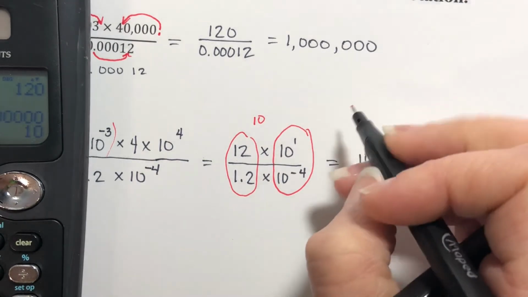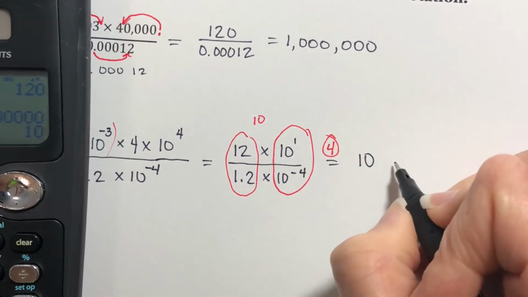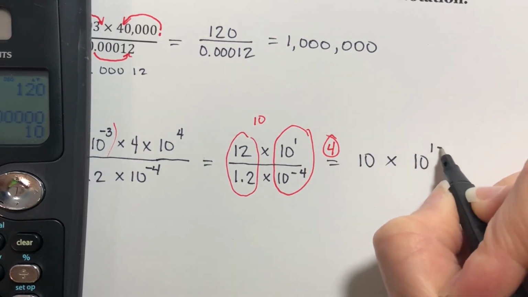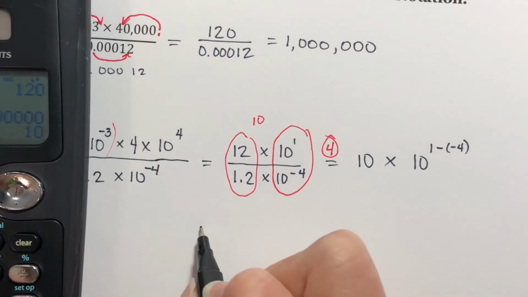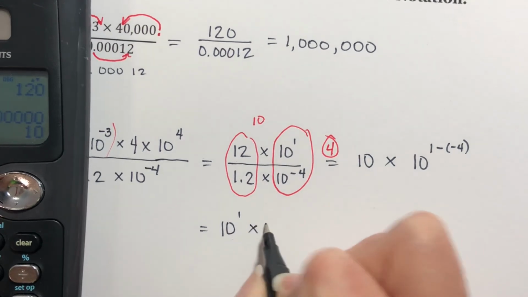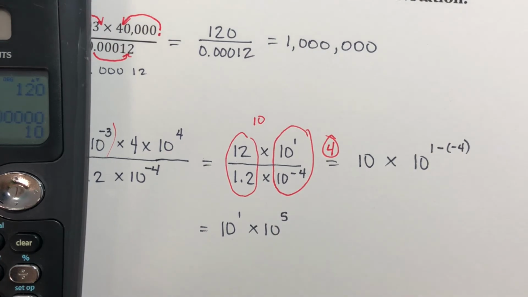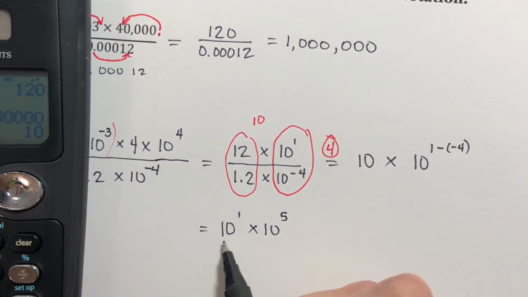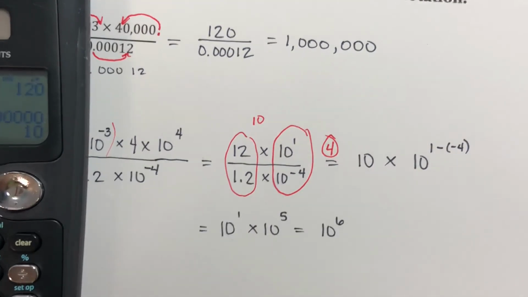And then by using property number 4, this is times 10 to the 1 minus a negative 4. Okay, which is, all right, 10 to the first power times 10 to the, that's 1 plus 4, which is 5. Which, when I multiply these together, I get 10 to the 6th power.